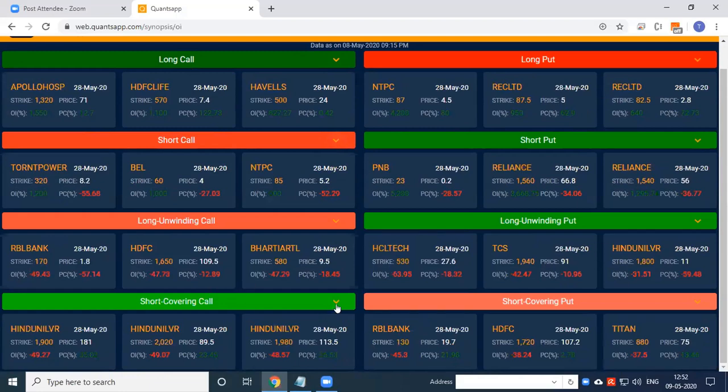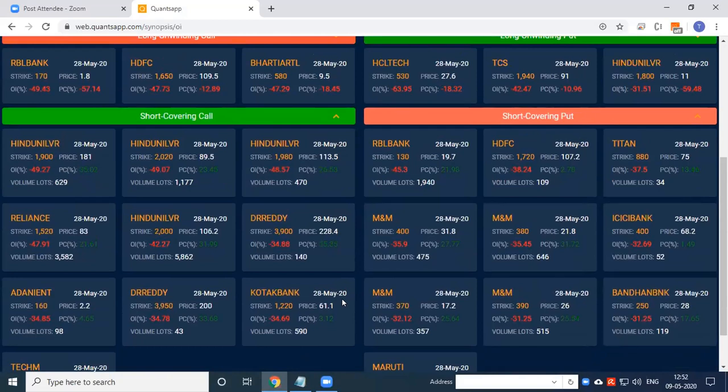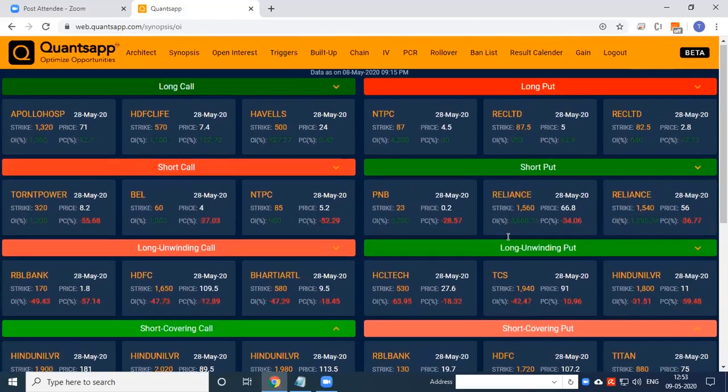Then short covering plays an important role in options. So the short covering of the call is very good. If we see an unwinding happening on the call side, that means the writers are getting panicky. We saw the same happening in Dr. Reddy's, Kotak Bank, Hindustan Unilever. Then on the put side, we saw the pessimism coming up in HDFC, M&M, Bandhan Bank. So this way, the Synopsis is for your fast trade execution point of view.